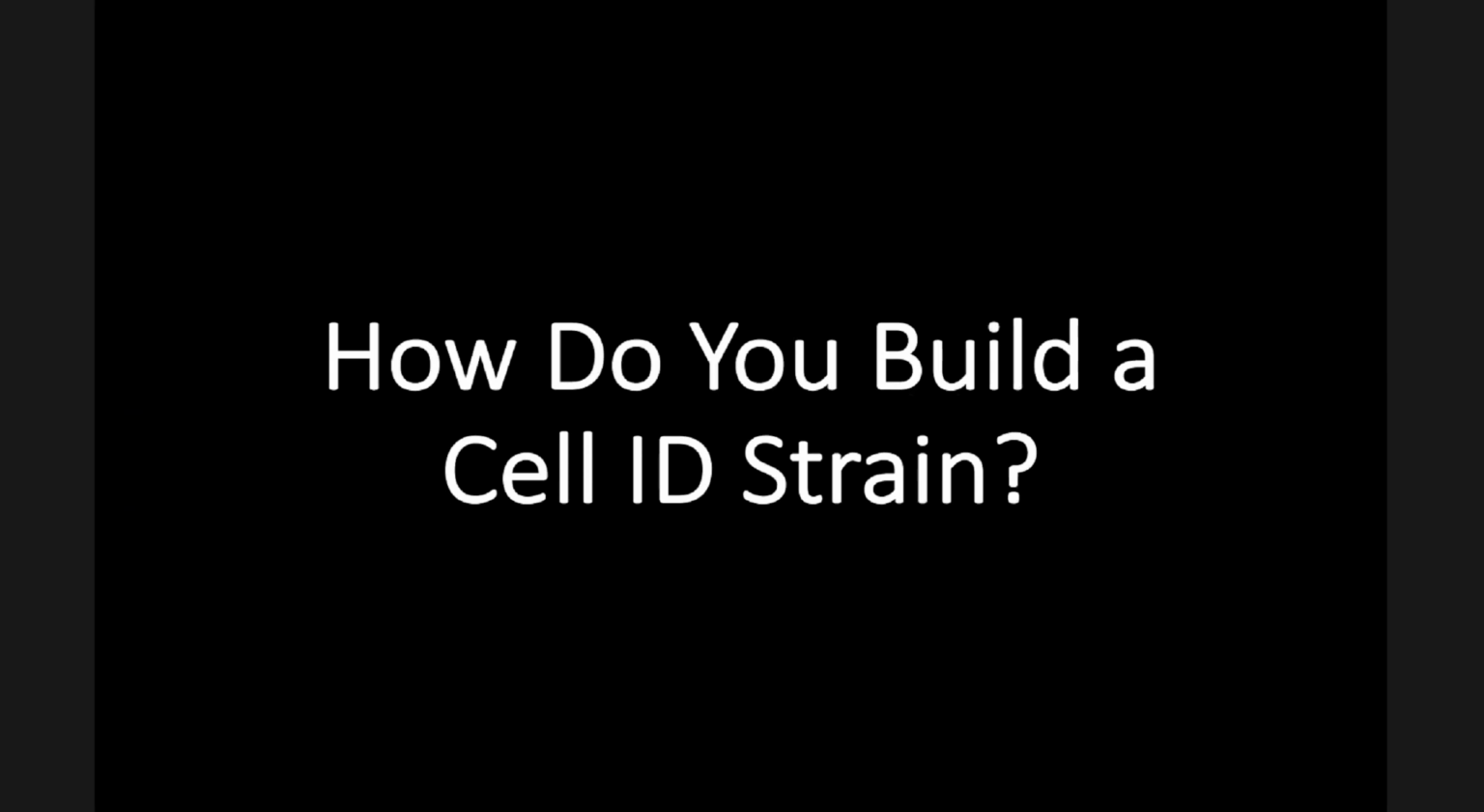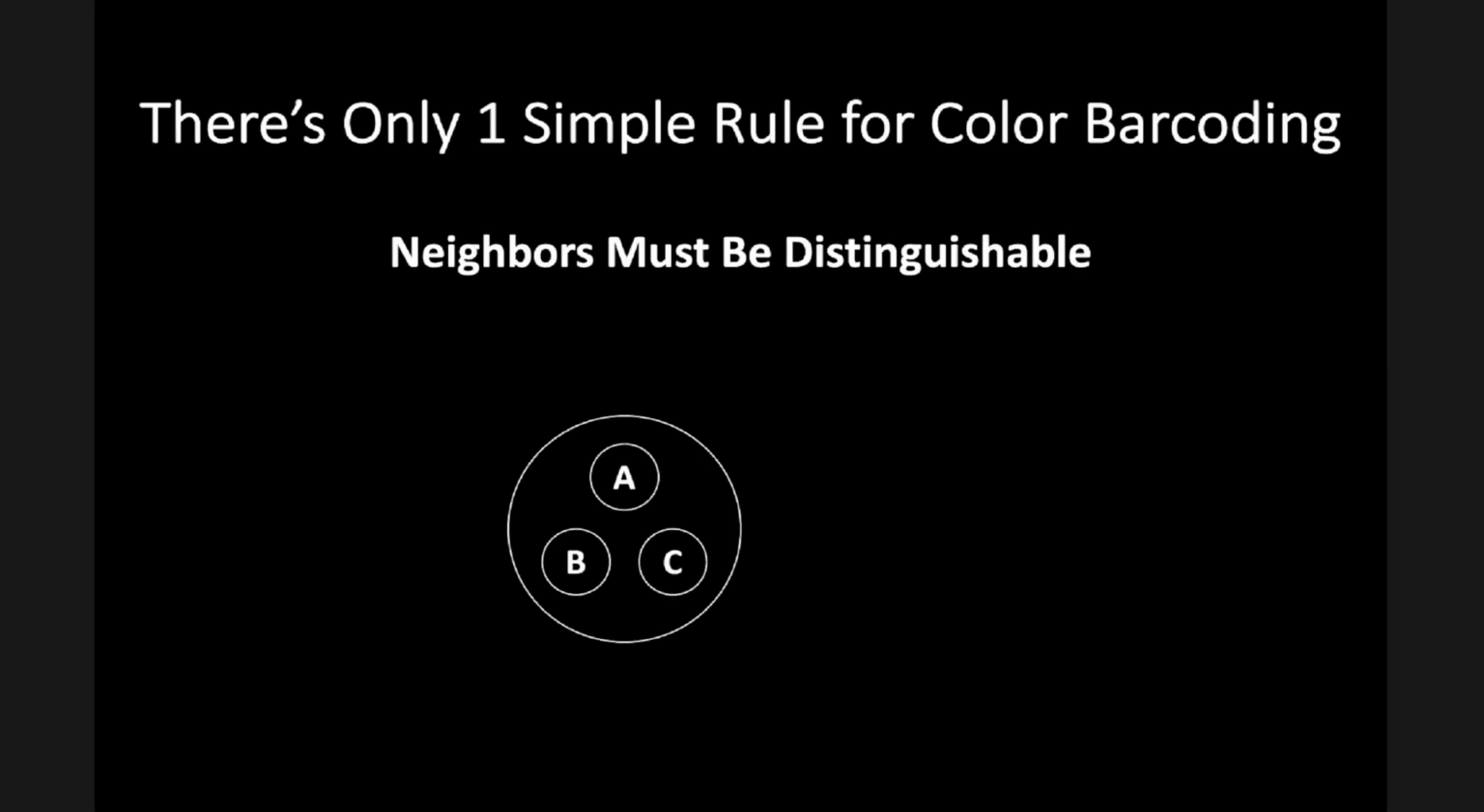So how do we actually build in a cell ID strain? There's only one simple rule for color barcoding a bunch of cells so that you can distinguish them. And that is that neighboring cells, or neighboring neurons in this case, must be distinguishable. So I'm going to explain what that means.